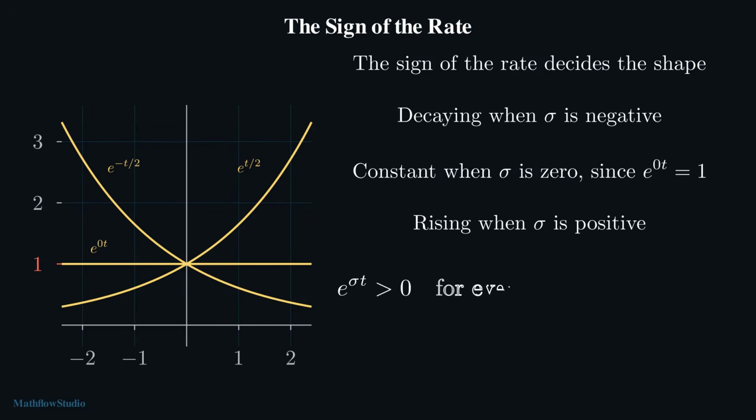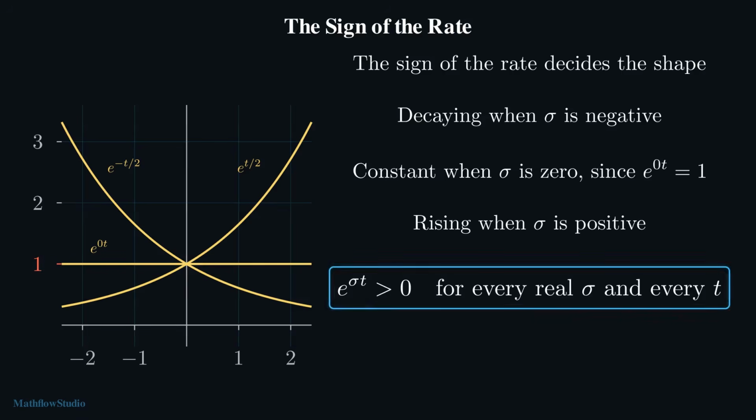The number e raised to any real power is positive, so no real exponential ever reaches 0. All 3 curves meet at 1 because every power of the number e is 1 at the origin.